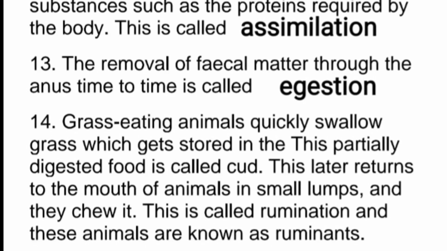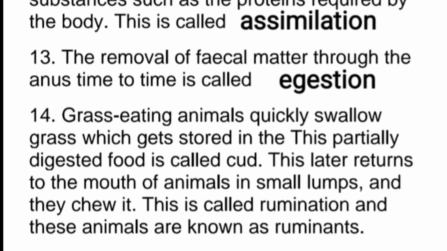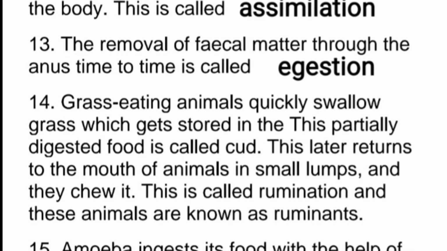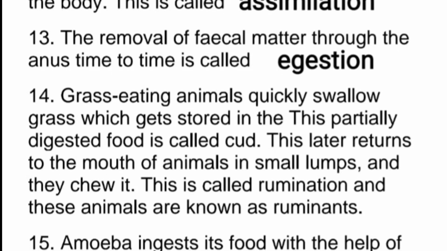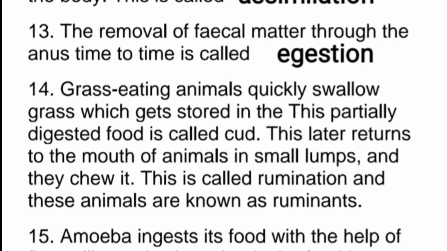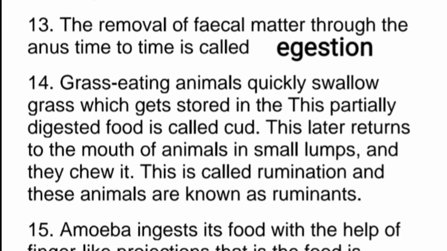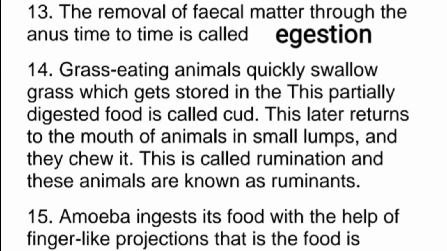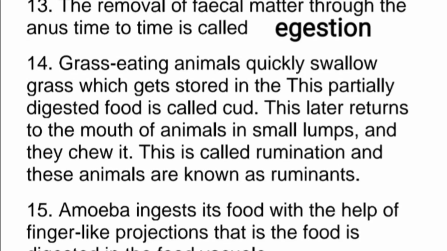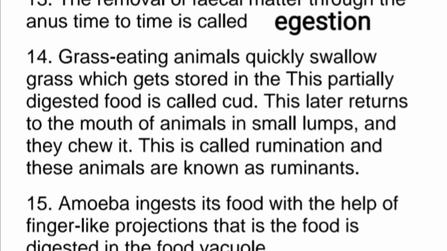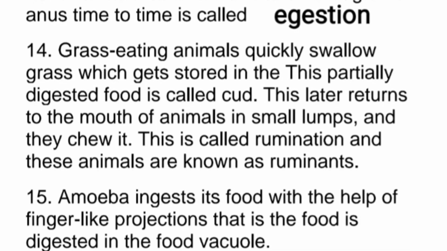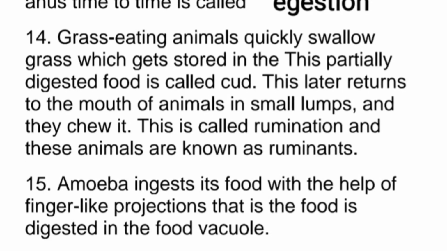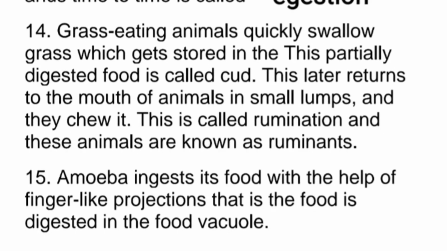Fourteenth, grass-eating animals quickly swallow grass which gets stored in the rumen. This partially digested food is called cud. This later returns to the mouth of the animals in small lumps and they chew it. This is called rumination, and these animals are known as ruminants. Fifteenth, amoeba ingests its food with the help of finger-like projections, that is, pseudopodia, and the food is digested in the food vacuole.